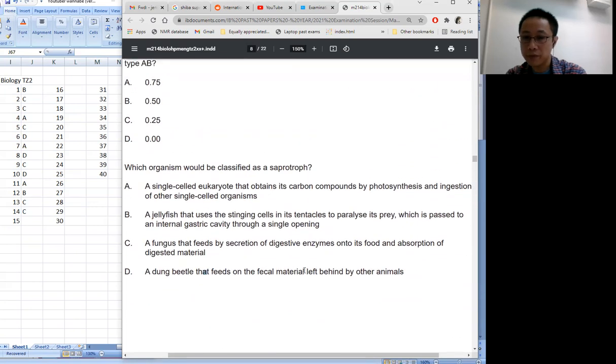And choice D, by the way, would be the detritivores. So they do have a digestive system. They do eat.